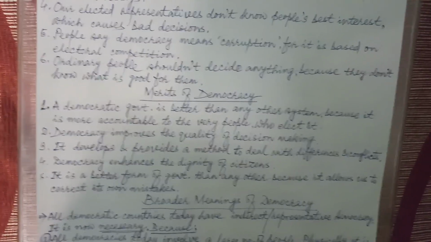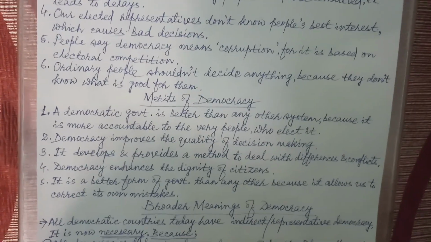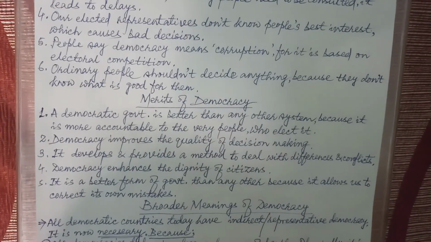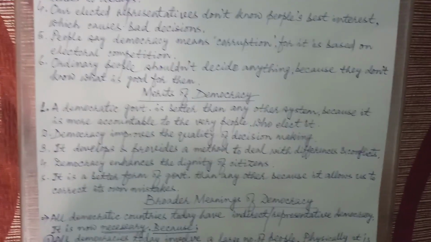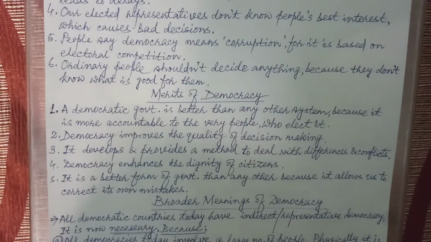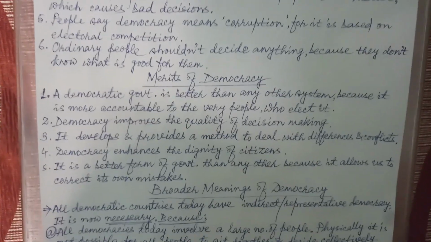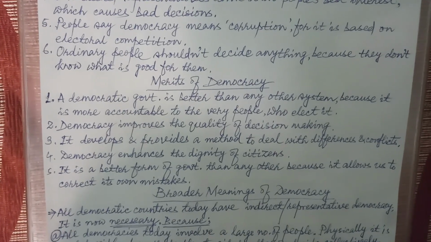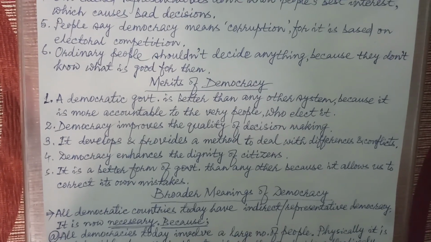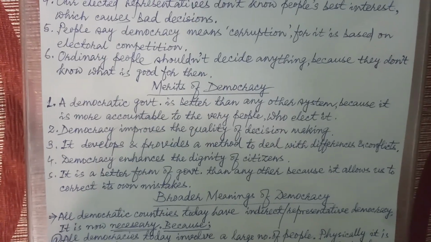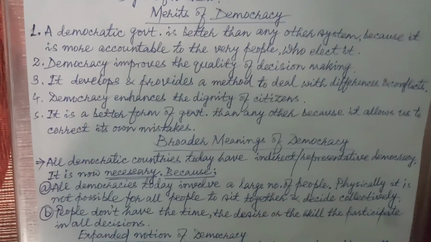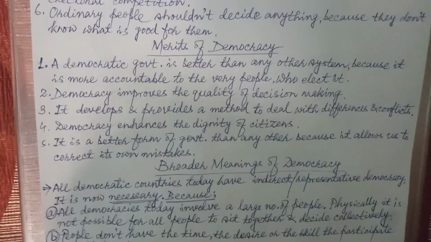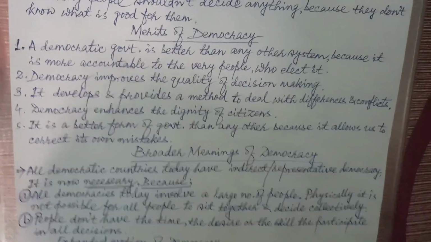If the government itself feels that people are protesting against a decision which may have been a bad decision, the government may change. Or if the government is not changing, then the people would change the government itself. Hence, we can say that there is room for correction. So, it is a better form of government than any other because it allows us people to correct the mistakes committed by democracy. So in this way we saw 5 merits of democracy and 6 demerits of democracy.